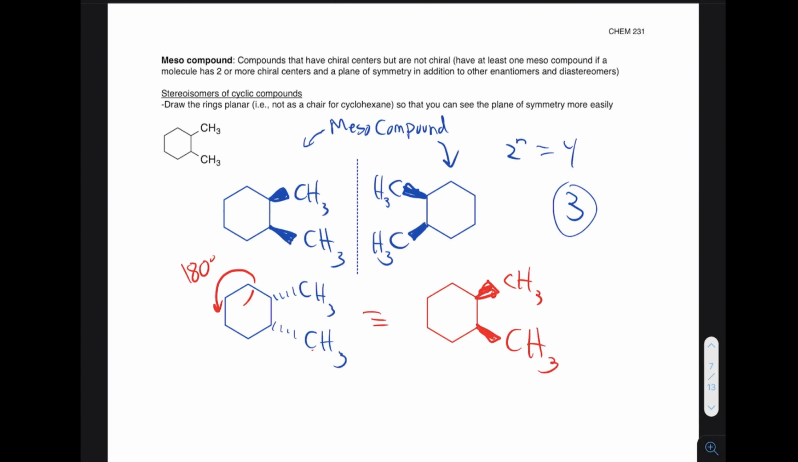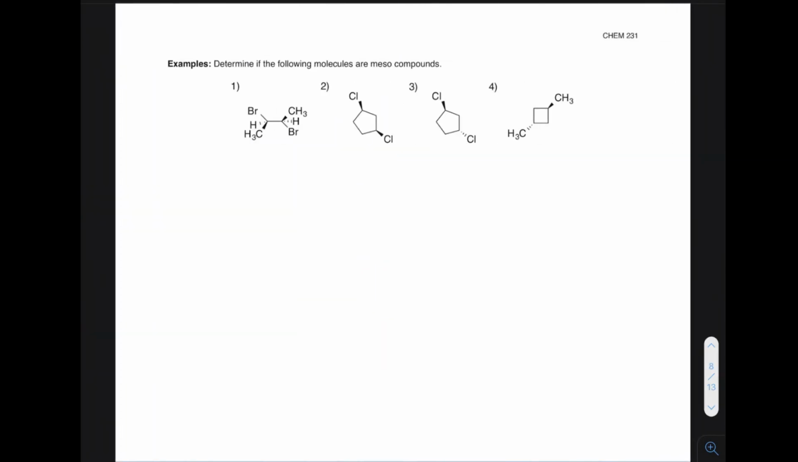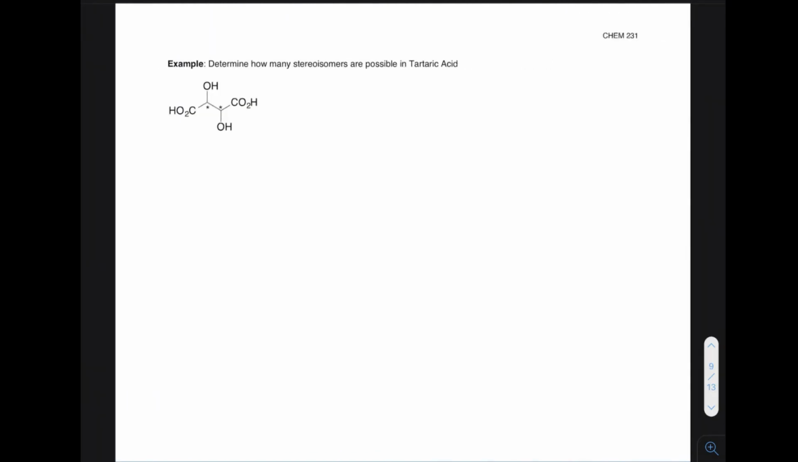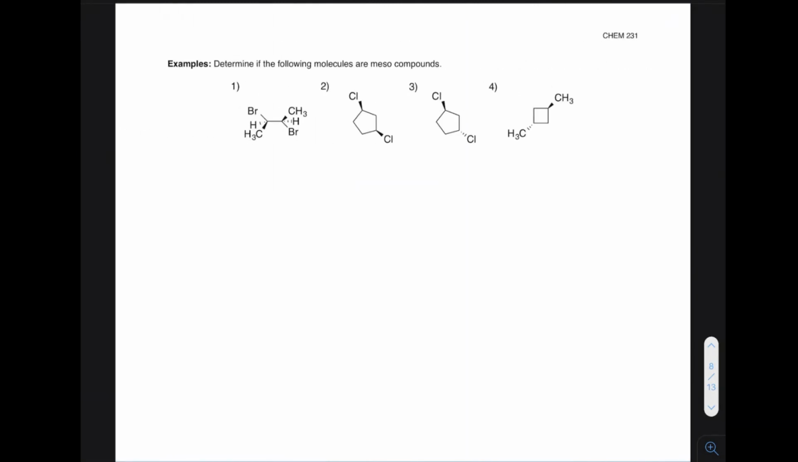So what we're going to do next is look at some different examples of more molecules, some with symmetry, some without, and try to determine which of these molecules are meso compounds. This helps us get good at looking at a molecule, knowing whether there's symmetry, what that means, and what we can determine from that fact. And we have another example here where we'll look at how many stereoisomers are possible in tartaric acid, so we'll go through these examples together in class.